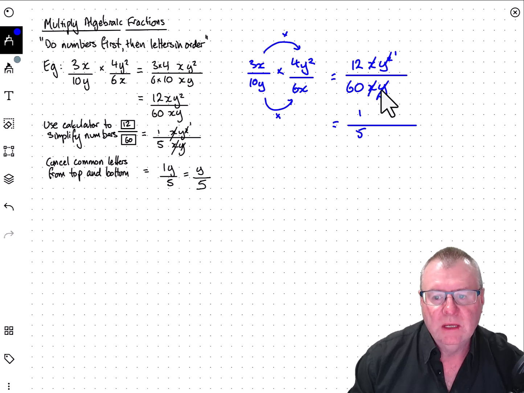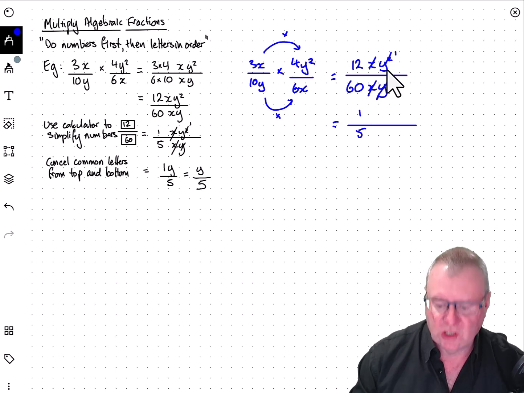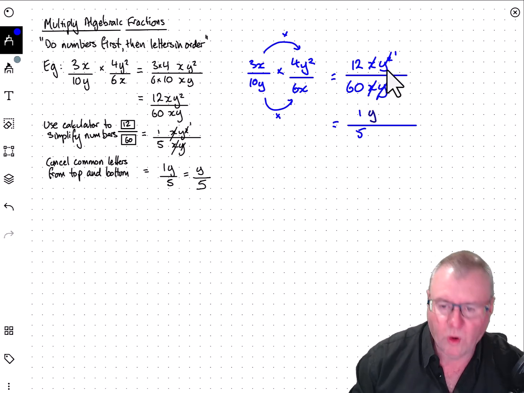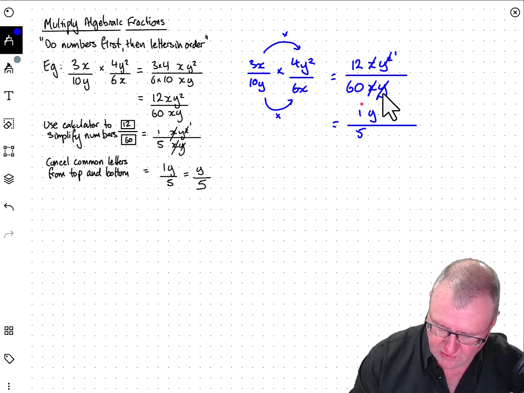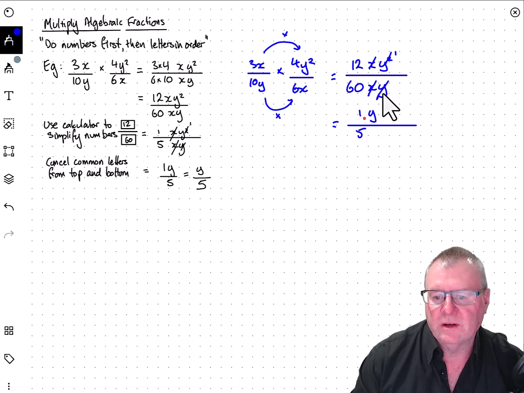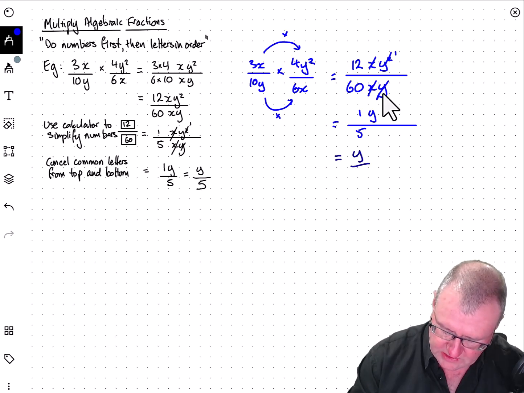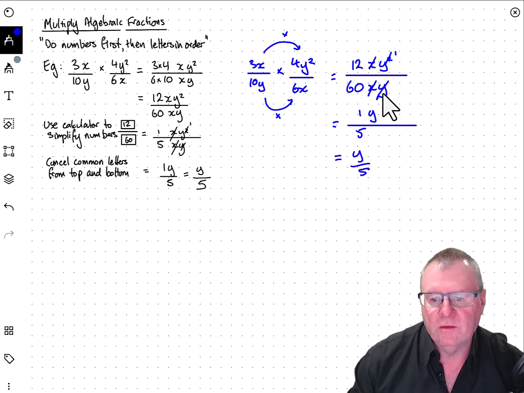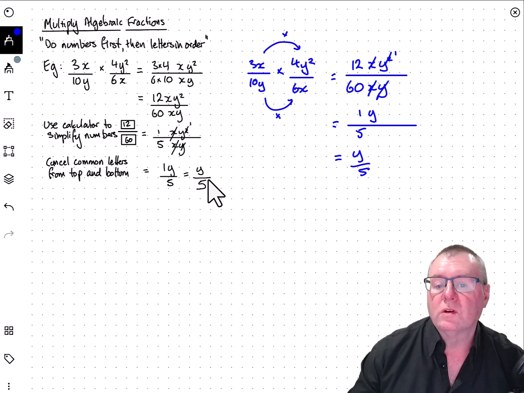There were 2 of them, but we cancelled one from the bottom, so I have to cancel one from the top. And what I'm left with on the top now, in terms of letters, is just the one Y. Nothing's on the bottom, it's all been cancelled out. In algebra, if there's a 1 in front of our letter, it's invisible. So all of that simplifies down to Y over 5. Okay, and that's basically the answer we got here. Just walk you through the process.